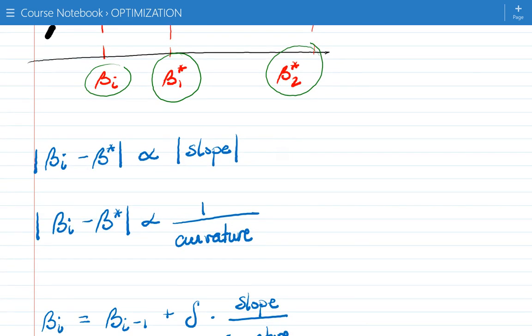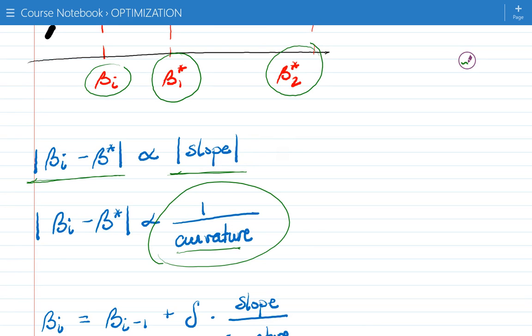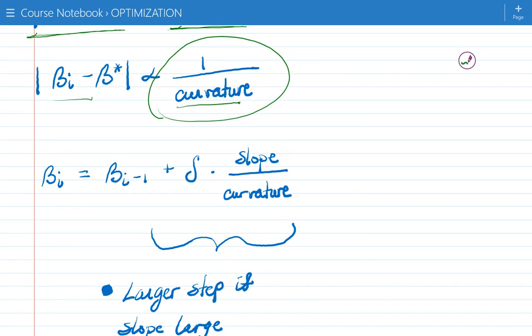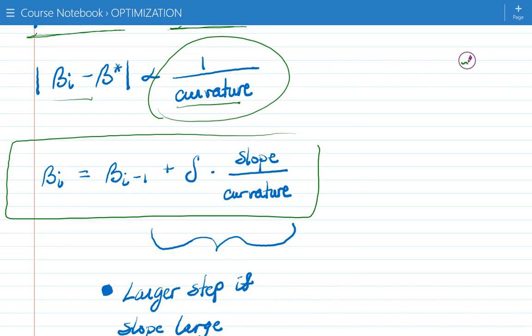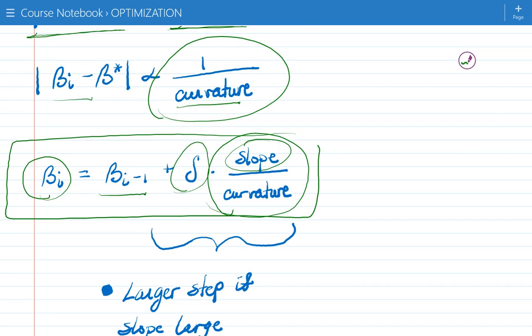So what do we say? Basically, that if I were to consider my step distance to be proportional to the slope, the steeper it is, the further away I am, and inversely proportional to the curvature, the greater curvature that I have, the closer I am, then we might consider setting up a simple little algorithm that says I will find my next beta I as where I'm currently standing plus a particular step distance. It'll be a further step if the slope is larger, and a smaller step if the curvature is larger.